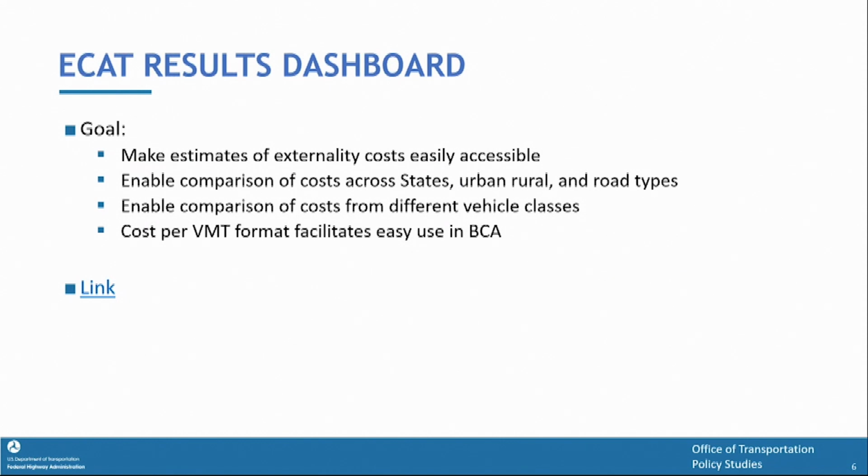So Viktoriia is going to take over next to show you the ECAT results dashboard. And our goal here is to make these estimates of the externality costs easily accessible. This can enable comparison of costs across states, across urban and rural areas, and across road types, as well as across different vehicle classes. And the cost is in per VMT format, which facilitates easy use in benefit cost analysis, if you can estimate the impact on VMT, something like induced demand or change in traffic loads. Okay. Thank you.